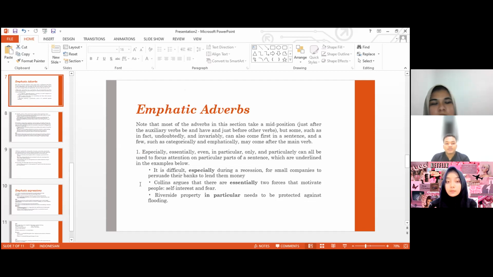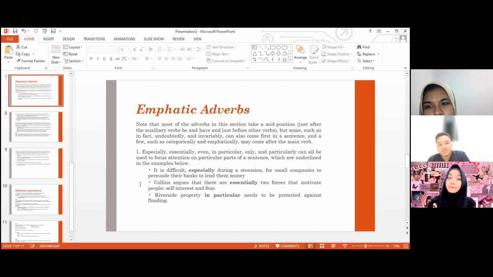Emphatic adverbs. Note that most of the adverbs in this section take a mid position, just after the auxiliary verbs be and have, and just before other verbs. But some, such as in fact, adamantly, and invariably, can also come first in a sentence, and a few, such as categorically and emphatically, may come after the main verb.